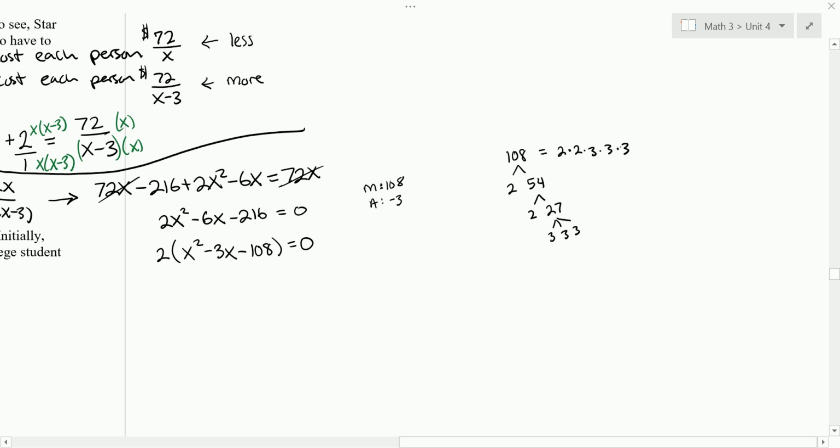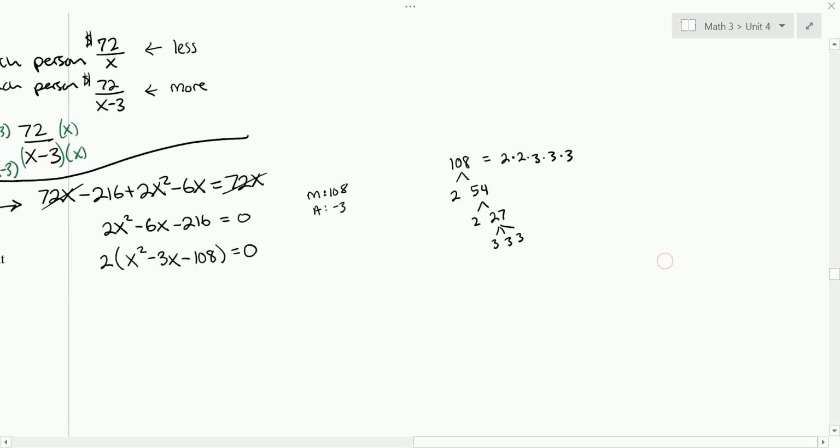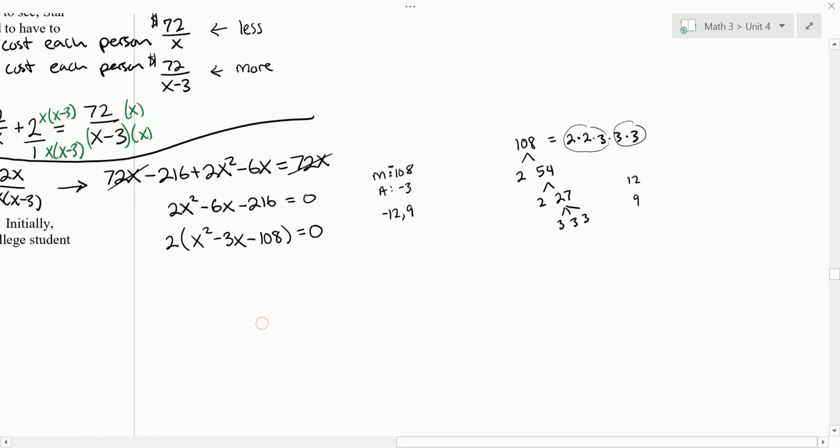And then we look for different combinations of numbers, but we're looking for two numbers that differ by 3. So if we go 2 times 2 times 3, that would be 4 times 3, which is 12, and 3 times 3 gives us 9. Those are 3 away from each other. Sorry, this should be a negative 108. So if we do negative 12 and positive 9, those multiply to negative 108 and add to negative 3. So this factors further to 2 times x minus 12 times x plus 9.